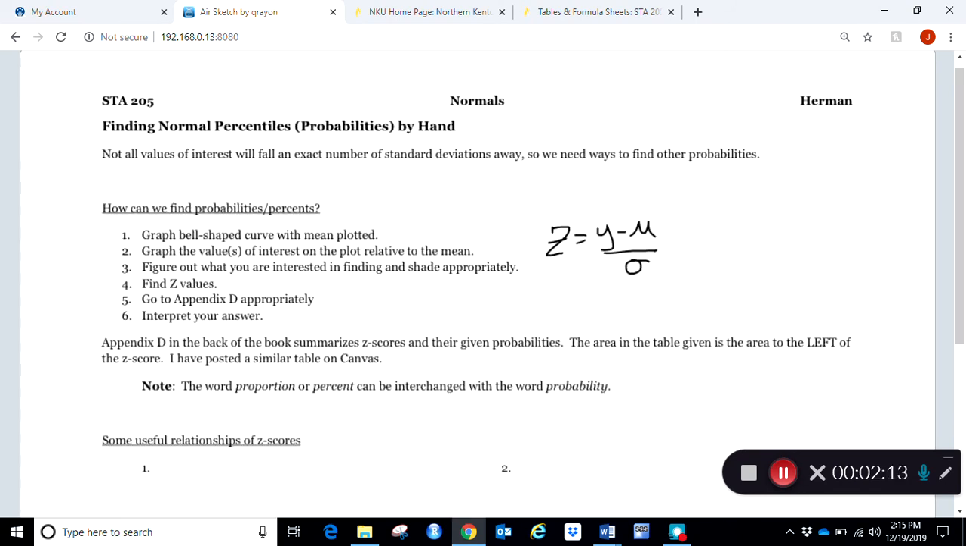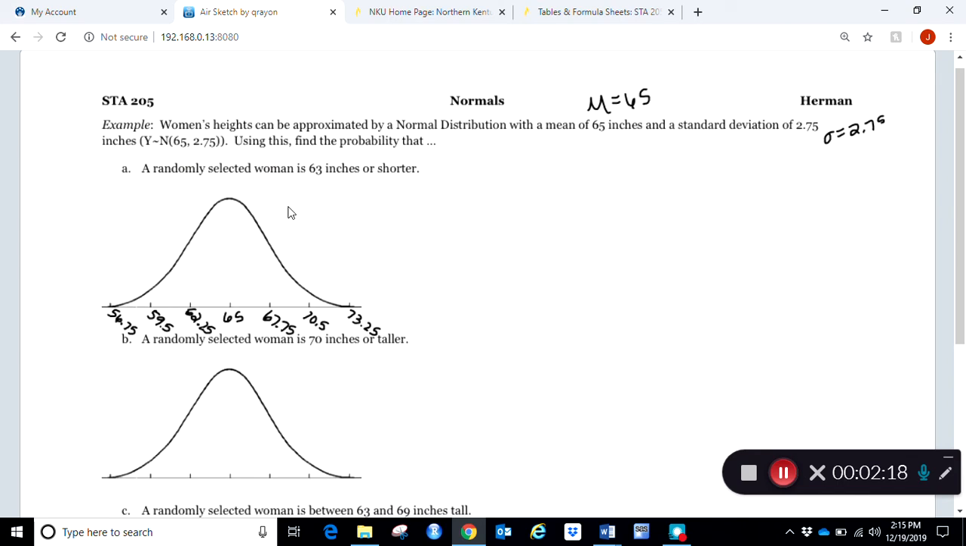Our next step is to plot our value or values of interest relative to the mean. So in our particular problem, the value 63 shows up. So where is 63 on my picture? Well, it's between this 62.25 and 65. So it's roughly about there. And then we're going to figure out which way I should shade. So where are women that are shorter than 63 inches? Well, that's going to be to the left or below that height.